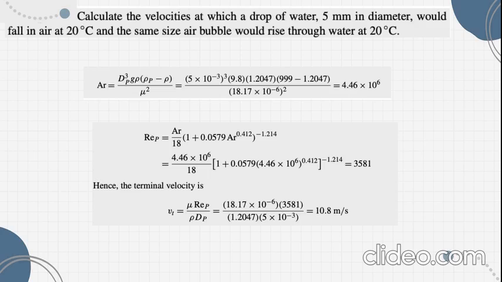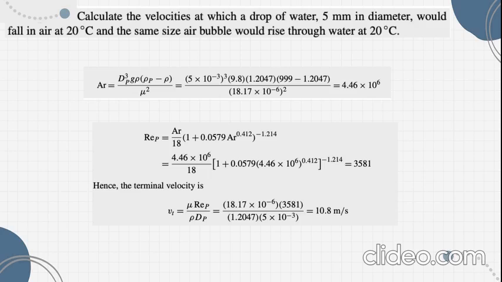In here, we will first determine the Archimedes number using this formula and the given data. On substituting the values, we get the Archimedes number to be 4.46 × 10^6. Now we'll find the Reynolds number. So we'll substitute the values in our Reynolds number formula, and we get the Reynolds number to be 3581.